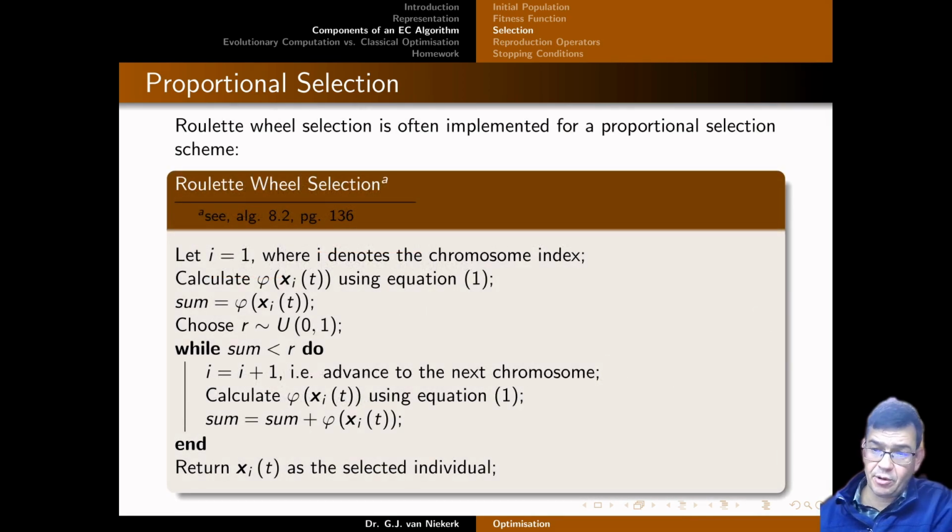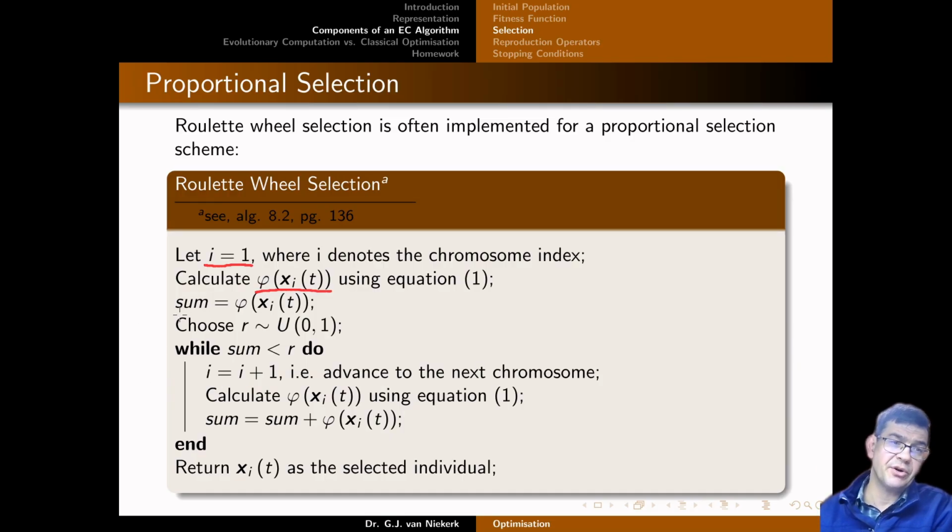Okay, so now we've got the probability, but we haven't made any selections yet. For that, we need another algorithm, and one of the easiest ones to understand that works quite well is roulette wheel selection. Let's quickly go through the algorithm. We start with a chromosome index, i equals 1, and then we calculate the probability, like we've just seen using that equation. So now we know the probability of selecting x1t.